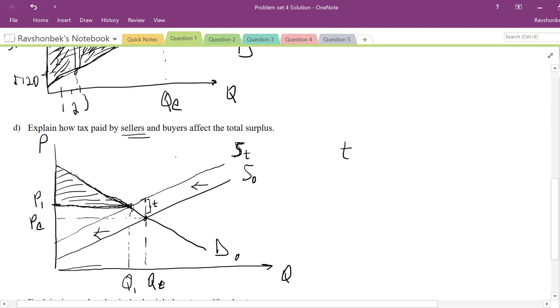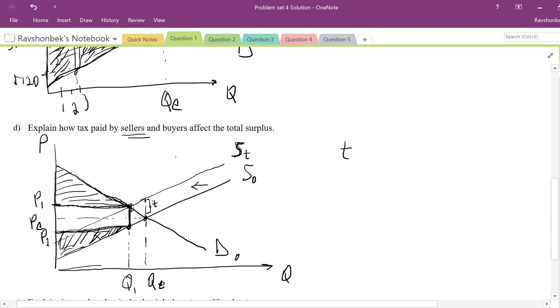For producers, producer surplus was the difference between what they receive in terms of price, the price they sell the good at. So this is P2 here. This is the price they sell the good at, because this is the supply. This is where the old supply point comes down to. So if you highlight this area, this would be the producer surplus.